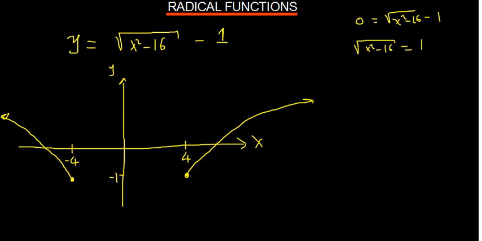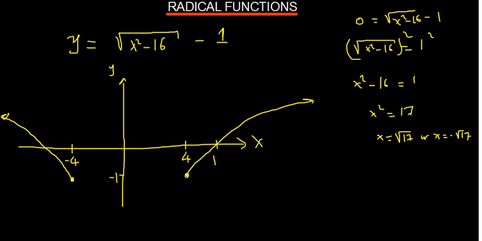Square both sides to kill the root. So that will be x squared minus 16 is equal to positive 1. Take 16 to the other side. X squared is going to be 17. Square root both sides. X is going to be the square root of 17, or x is going to be equal to negative square root of 17. It should be positive or negative. So this is going to be square root of 17, and this is going to be negative square root of 17.